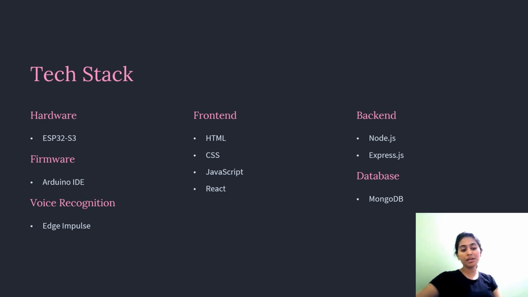And for the website development, in the front end, we are using HTML, CSS, JavaScript, and of course, React. And in the back end, we're using Node.js and Express. And for the database, we're using MongoDB to store the user's information and also the log data.